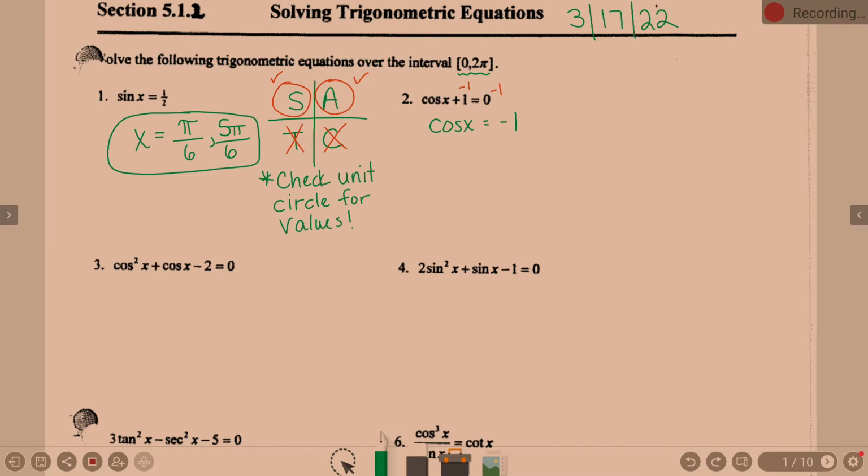Now that I have my trig function by itself, I'm ready to ask myself, at what angle does cosine equal negative 1? Now, if you start on the chart, and I wouldn't even worry about the negative at this point, when does cosine equal 1, according to my chart? It's not listed, is it? So it's not at pi over 6, pi over 4, pi over 3.